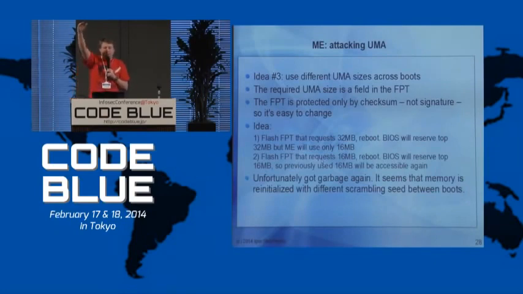First, ask the BIOS for a very big chunk of memory, 32 megabytes, on one boot. The ME will of course only use 16 megabytes, and it will be put in one part of the memory. Then on the next boot, reflash this FPT with 16 megabytes, so it will request only 16. Only 16 megabytes will be locked, and the other 16 megabytes that were used on the previous boot will be accessible.